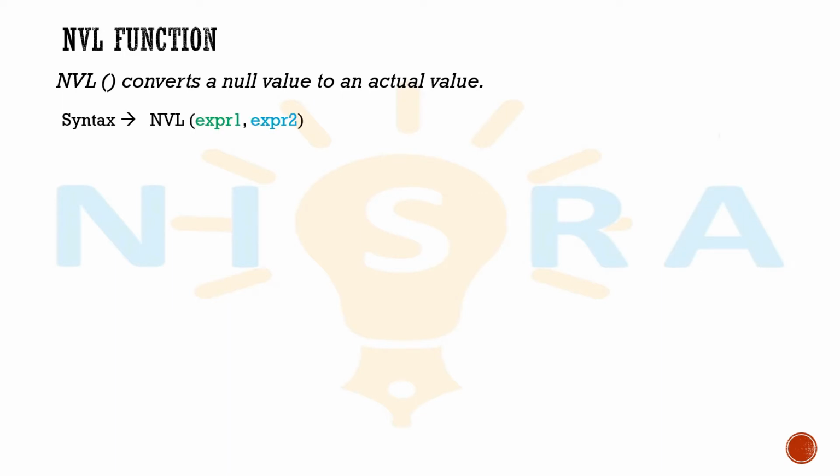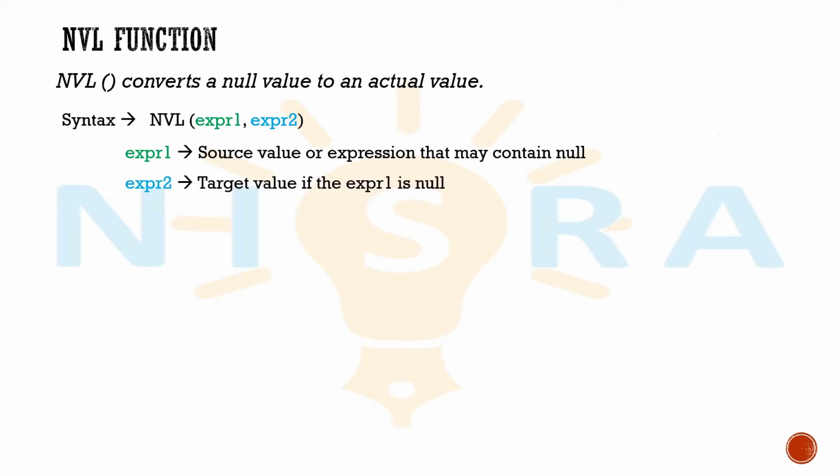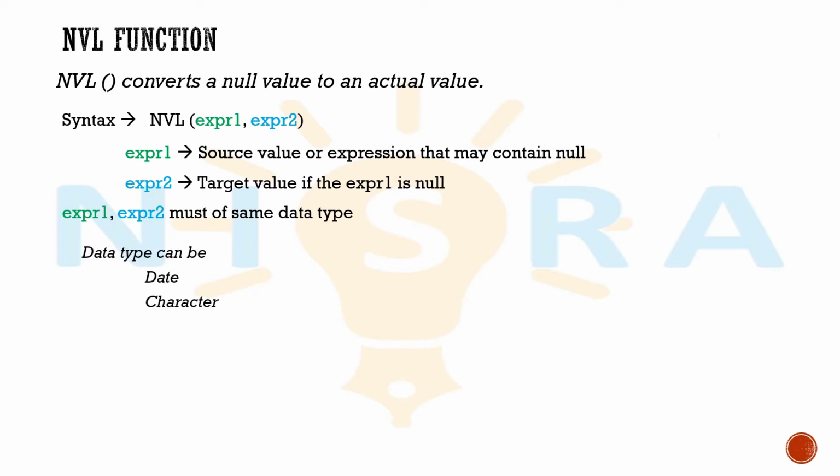So expression1 is a source value or an expression that may contain null, and expression2 is a target value if expression1 is null. The important point is both expression1 and expression2 must be of the same data type. The data type can be a date, character, or a number.